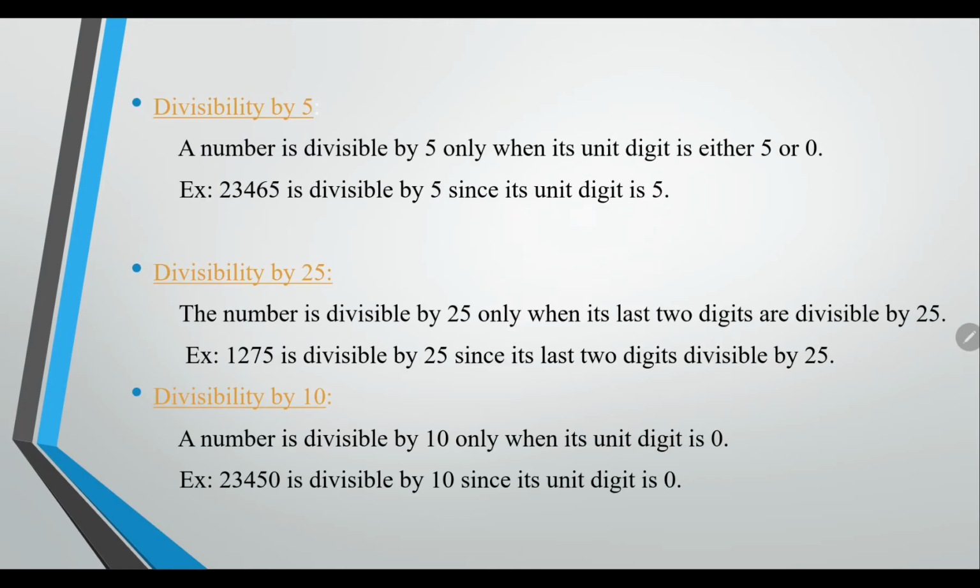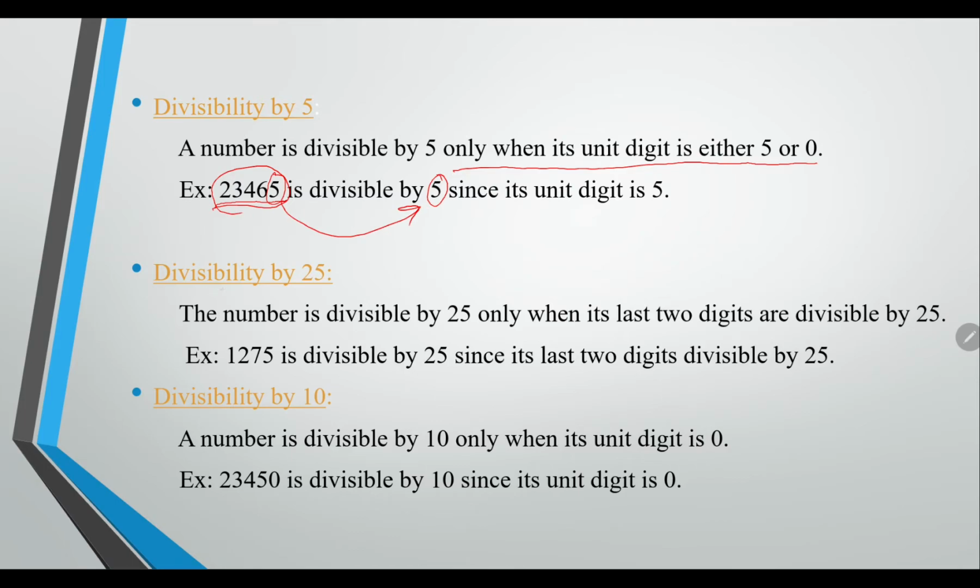Let's discuss the divisibility rule of 5. A number is divisible by 5 only when its unit digit is either 5 or 0. For example, we consider the number 23,465. Its unit digit is 5, which is divisible by 5. So 23,465 is divisible by 5.